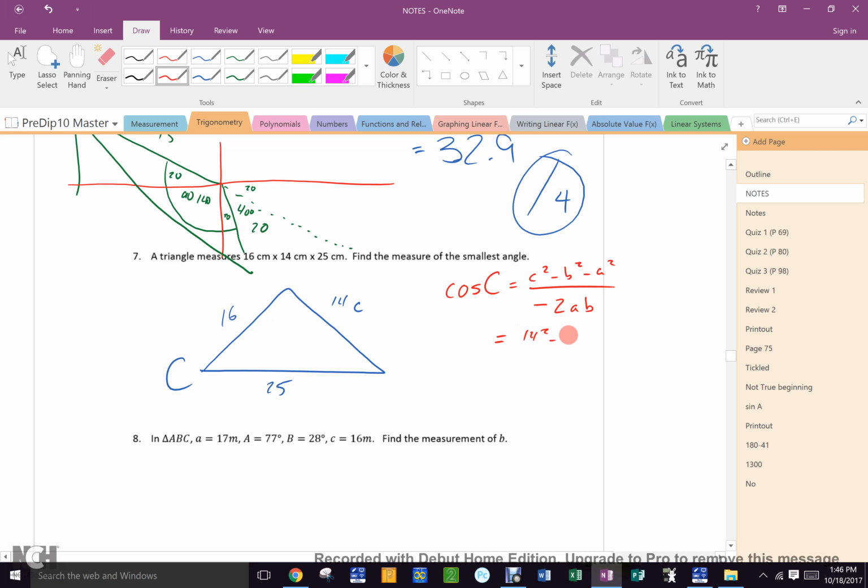14 squared minus 16 squared minus 25 squared over negative 2 times 16 times 25, which is 196 plus minus 256. I can't even be bothered. What is it? 31. 31 degrees. Because at the end, what do you got to remember to do? I mean mathematically. Not what you did in grade 5. You must what? Shift that coleslaw into the garbage can, according to Lauren.